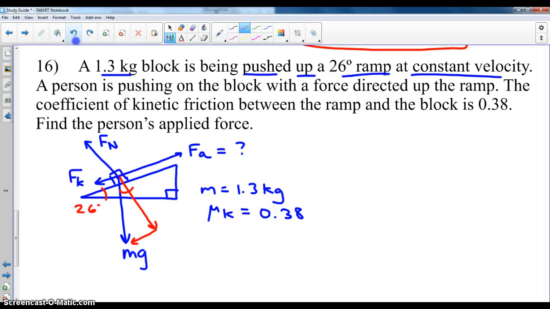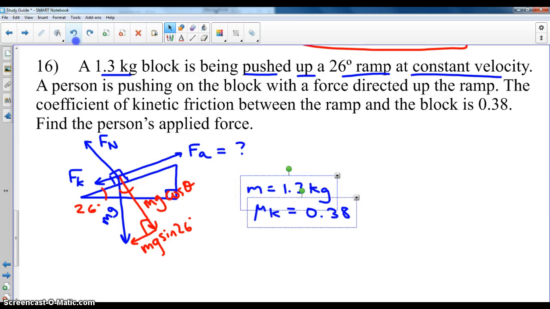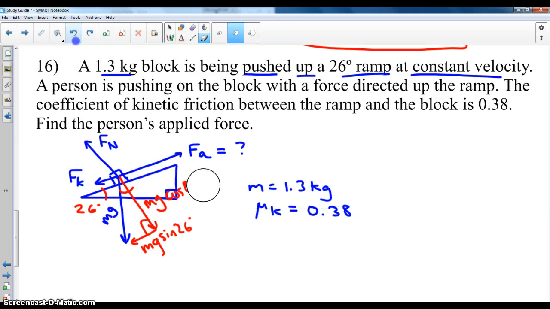Okay. So these red lines show our components. I'm going to move mg to the hypotenuse, because it's the hypotenuse of our tilted right triangle. This bottom side is opposite theta, so it's mg sine theta. And this one right here is mg cosine theta. And why don't I replace theta with 26? Like that.